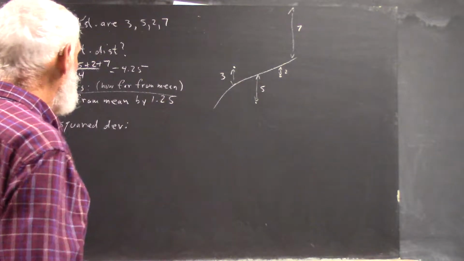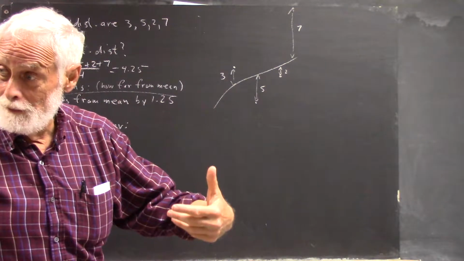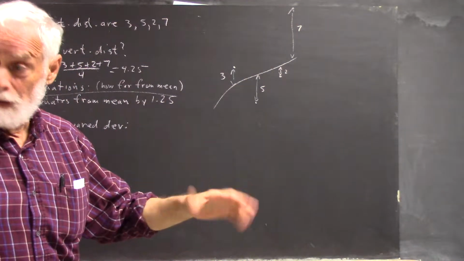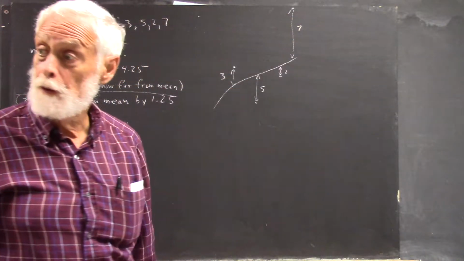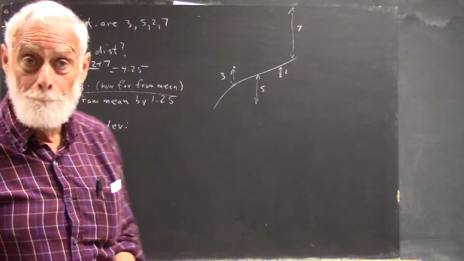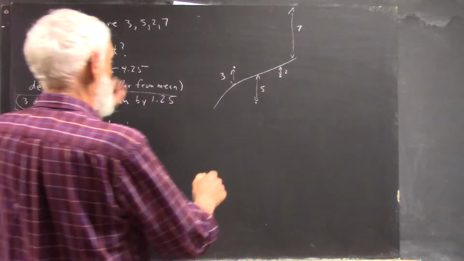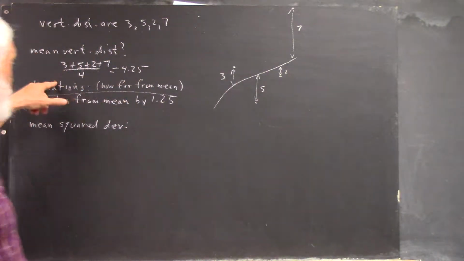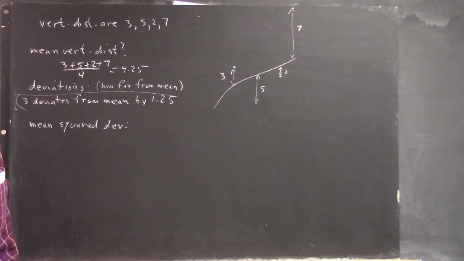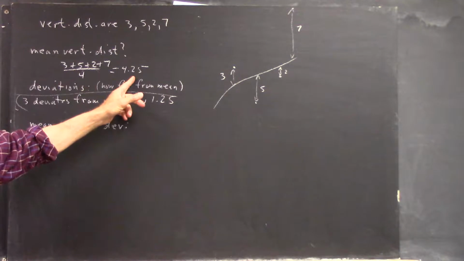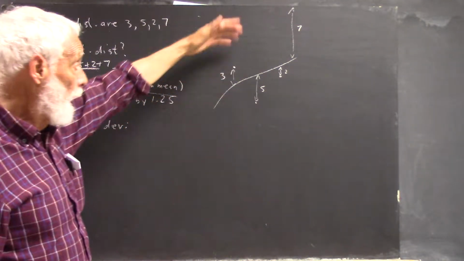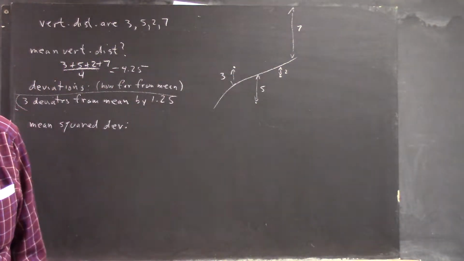First of all, what's the mean vertical distance from a point? I might even have said deviate, but what's the mean vertical deviation or vertical distance from a point? So, mean vertical distance is 4.25. I just calculated it here. You might not have been watching, but you didn't need to because you know how we do that. And what it means is, on the average, these things are that far away.